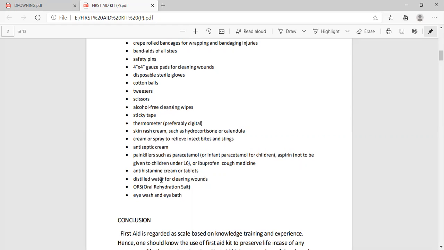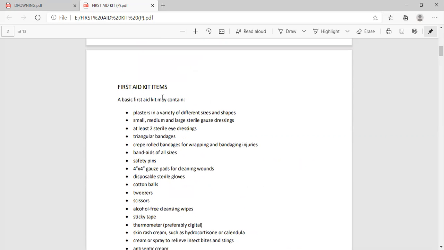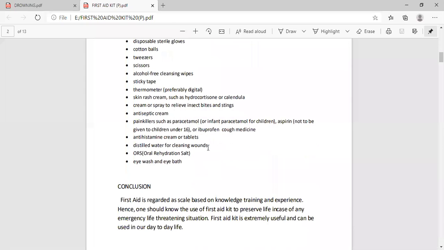Next is the distilled water for cleaning wounds. Next is your oral rehydration salt, that is ORS. And lastly, it is your eye wash or eye bath. So all these things are required in a first aid kit. These are the items that you need to put in a first aid kit box.